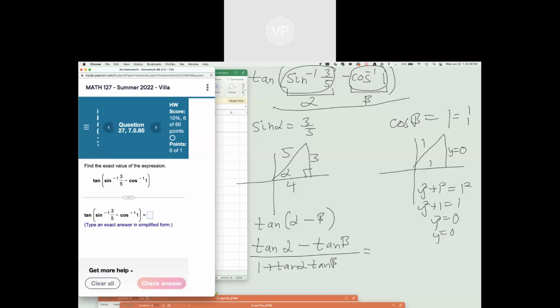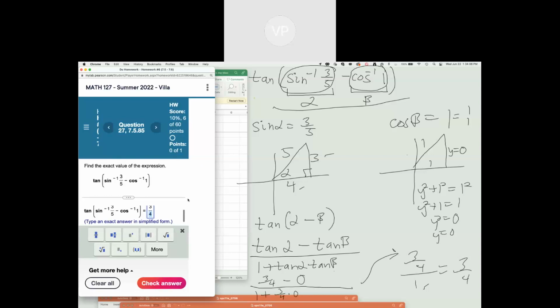I'm going to move aside. Let's move over. Let's move down. I got a little bit of room. So from the first triangle, the tangent is going to be 3 over 4. Here, the tangent is 0 over 1, so it's just a 0. Then we have 1 plus 3/4 times 0. Clean that up a little bit. We have a 3/4 on top. We have a 1 on the bottom. Should be all nice and neat down to a 3/4.